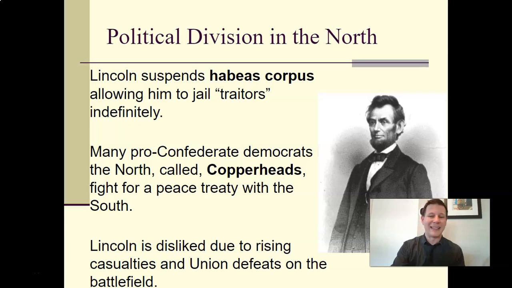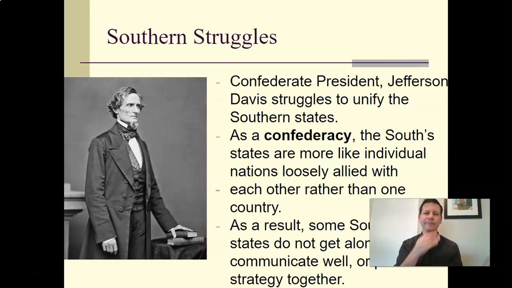Lincoln was not as liked as we remember him to be today. The South has its other issues as well. Like I mentioned, the South is a confederacy. They're more like individual countries, just allied together because the North is attacking them. But they have kind of the opposite problem of Lincoln, which is that everyone's doing their own thing. There's really no strong central authority in the Southern Confederacy.